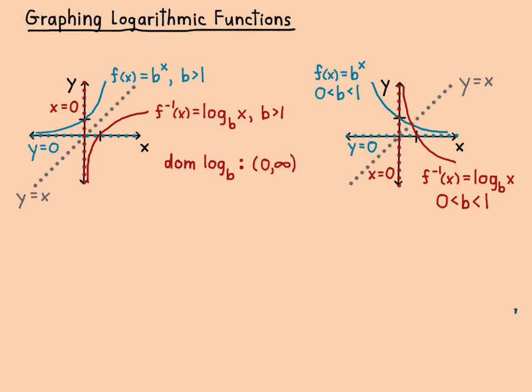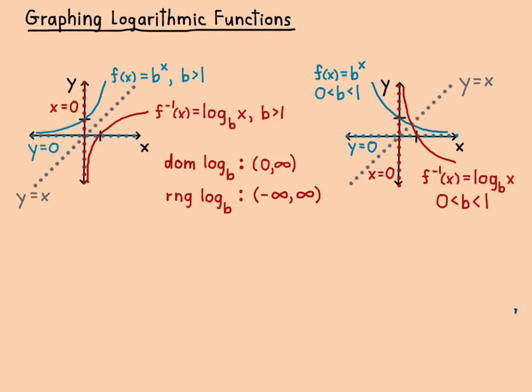So the domain of log base b is 0 to infinity. Why? Because the range of the exponential function is 0 to infinity. And you could also tell by looking at the graph. Right? The domain is the values of x that you can plug into the function and still get a real number for an output.